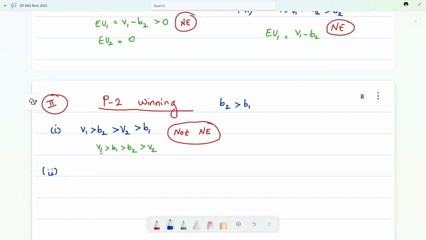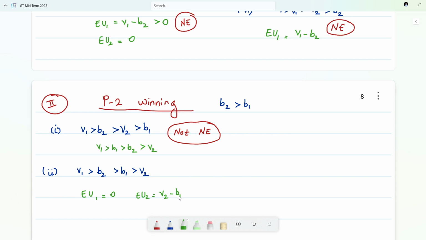So this is quite a challenging question. I know, but I hope you are getting what I am doing right now. V1 is greater than B2 is greater than B1 is greater than V2. Right? So, what will be the expected utility? Expected utility of player 1 will be 0 because he is not winning anything. And expected utility for player 2 will be what? V2 minus B1. His valuation minus the second highest bid.